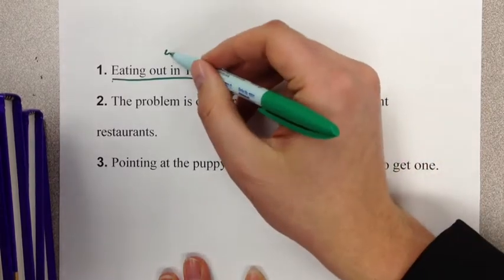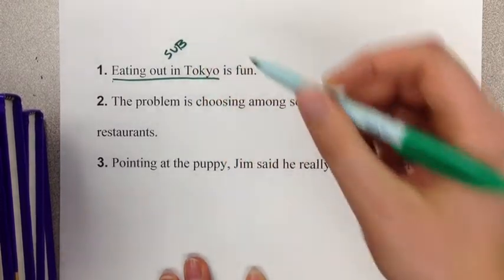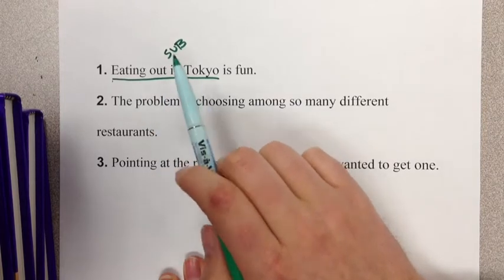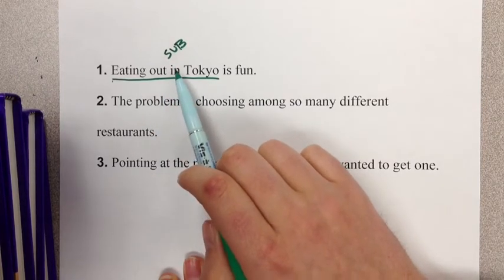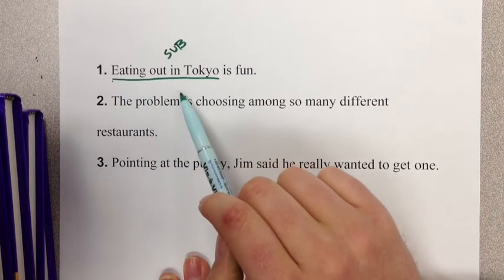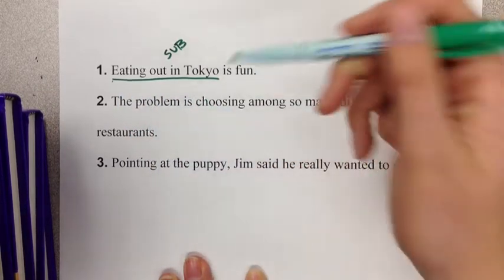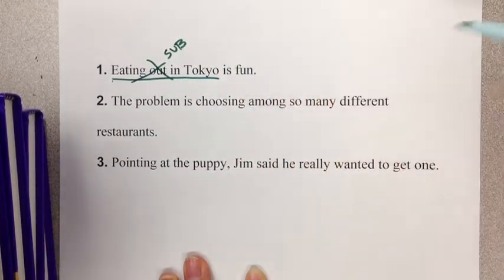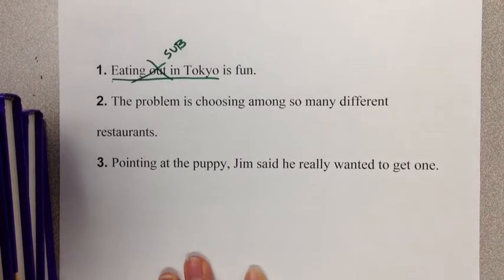Now that's really important because subject is one of the noun functions. So eating out in Tokyo has to be a subject because it has to be a noun. And that means that it must be a gerund. We can try to use my technique too. Let's see if we can delete it. Is fun. Doesn't work. So my little technique works in this case.